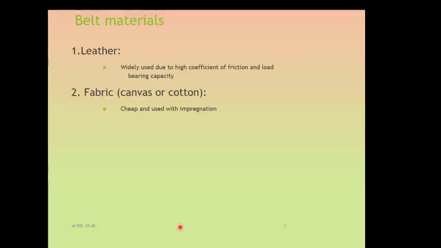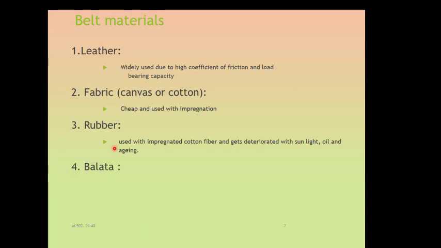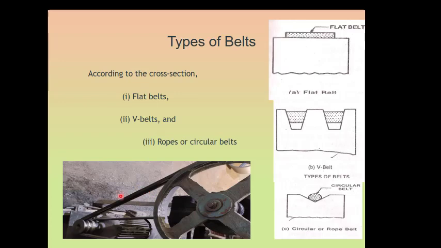Now, materials required. Belt materials are leather, fabric, rubber and balata. Generally we go with leather for belt drives. These are leather belt drives. And types of belt drives: a few types are flat belt drives and V belt drives.